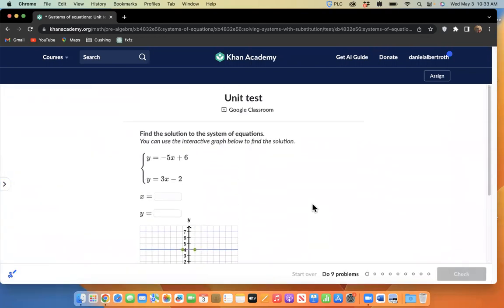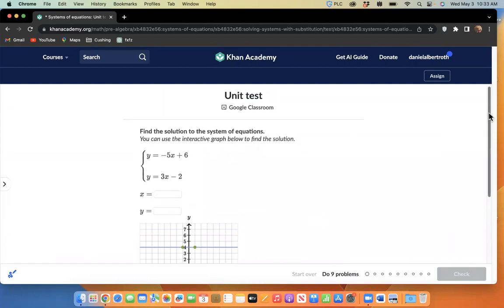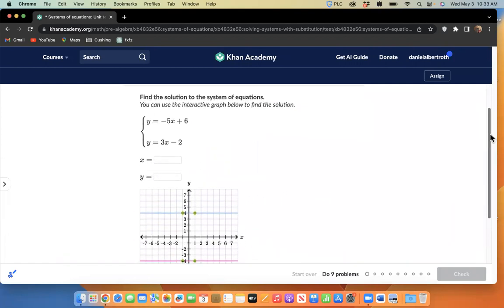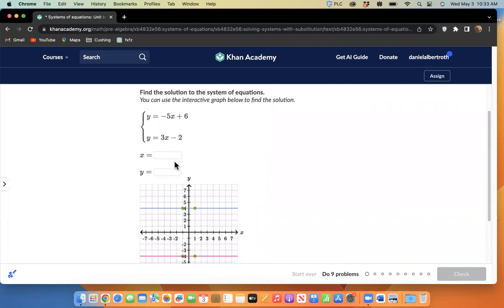All right, this one has a graph that looks fun. It wants us to graph the solution. I am going to do that. I'm pretty sure for these examples, you can actually just put in the solutions here. You could solve algebraically, but let's solve it graphically.